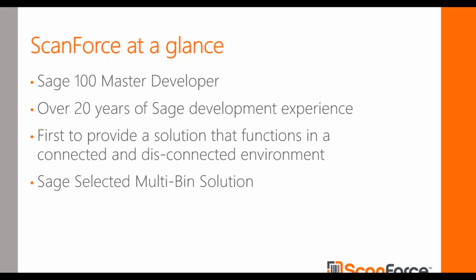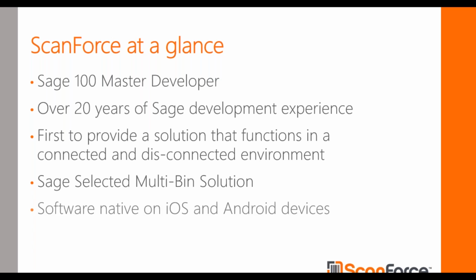Also, Sage for a long time has acknowledged that it's missing the ability to track multiple bin locations within a warehouse. So they've been looking for a long time. They've done a lot of evaluation of a lot of products out there, and they settled this past February on our multi-bin, which I'm going to show you here in a little bit, as their selected multi-bin. It is actually a part of their 100C product line, but it's also included in our premium version, and that's what I'm going to be showing you here today.